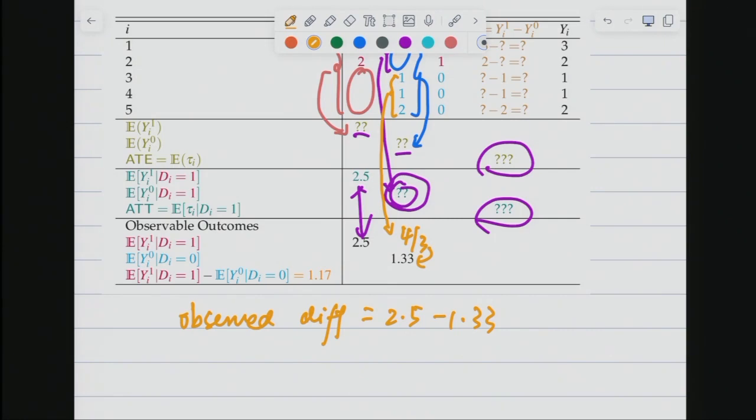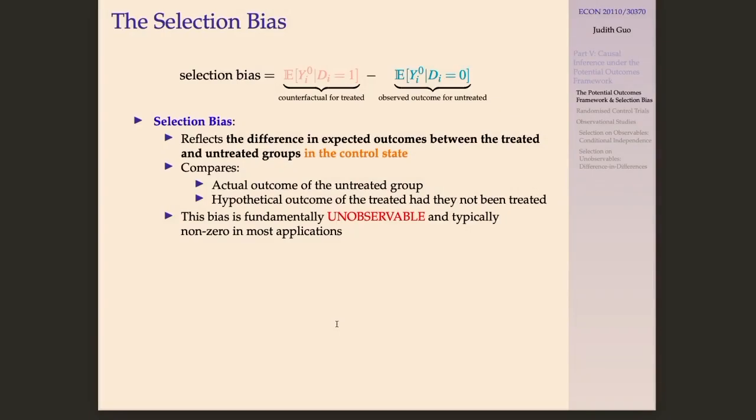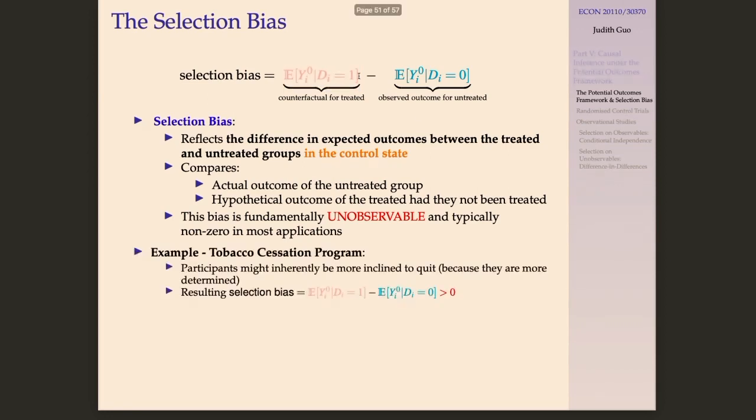Okay? So again, selection bias is the difference between the mean outcome between the two groups in the control state. Okay, the selection bias refers to the outcome in the control state. So we compare the actual outcome of those in the control group with the counterfactual outcome in the treatment group. It's because of the first term that makes this bias unobservable. Okay? And typically, selection bias is different from zero in most observational studies.